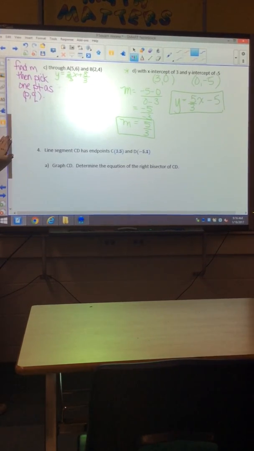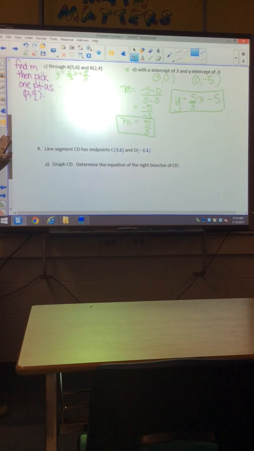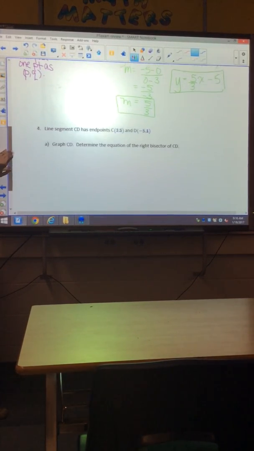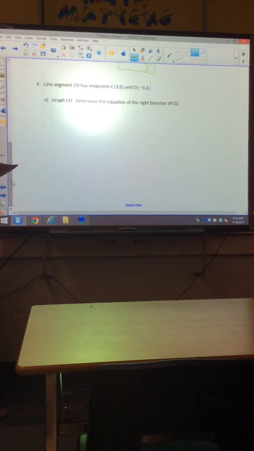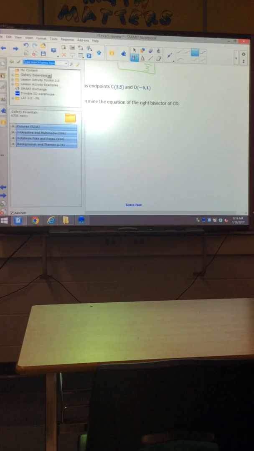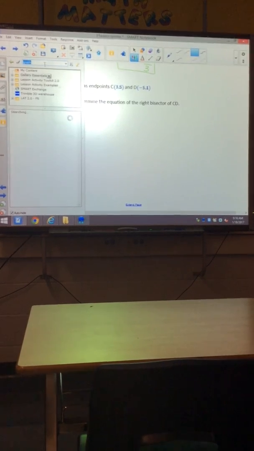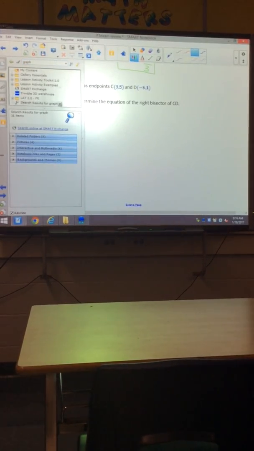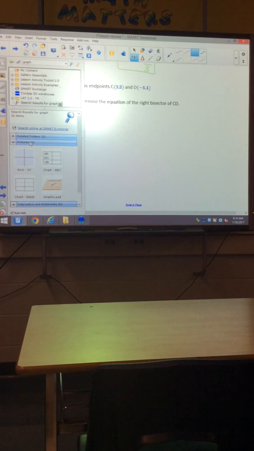All right, line segment has endpoints C and D. Graph CD and determine the equation of the right bisector. So can you guys remind me what a right bisector is? We talk about a right bisector or a perpendicular bisector. What line is that? Yep, Xavier? It crosses the midpoint at a right angle. Perfect. Goes through the midpoint at a right angle.